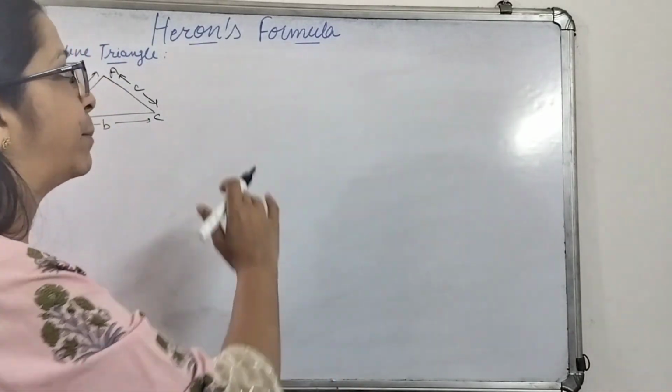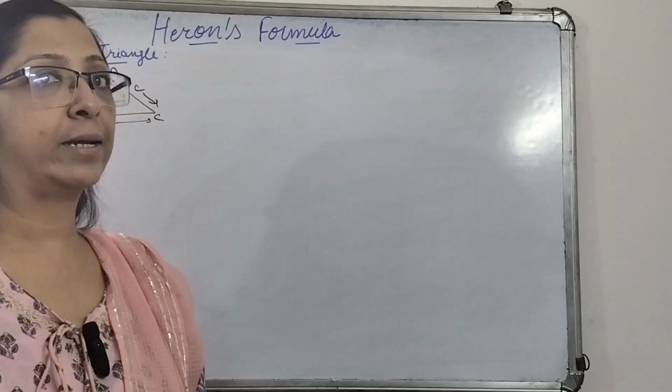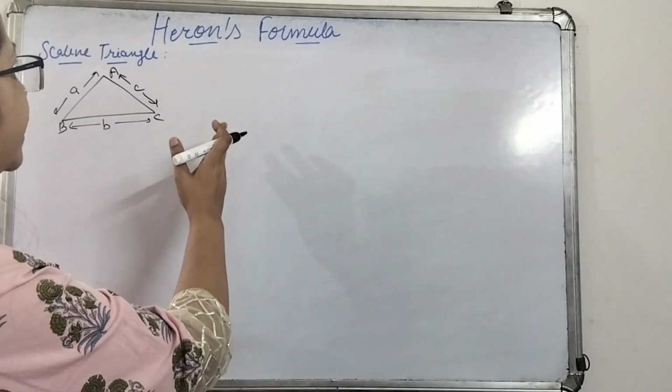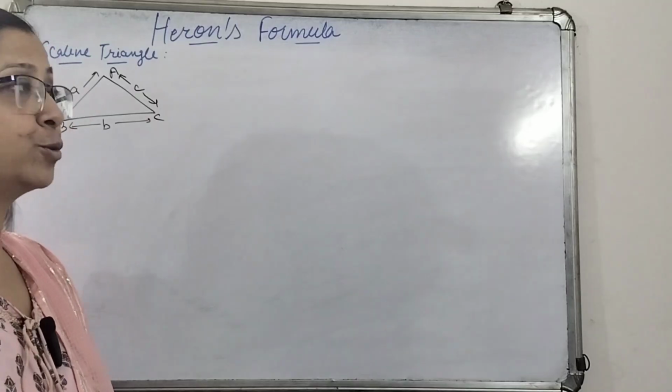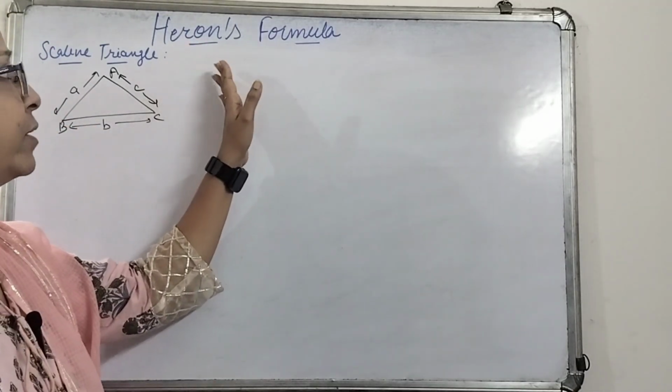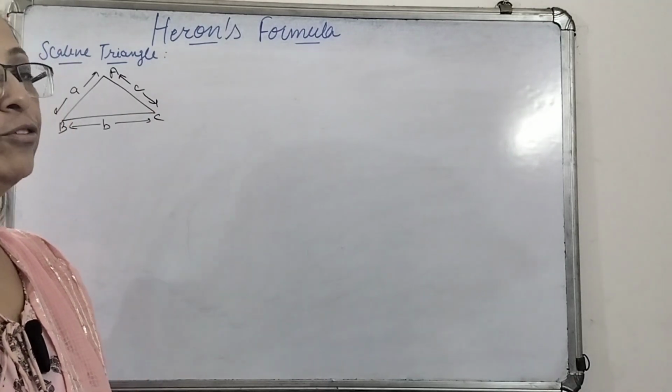This HERON'S formula is applicable for all types of triangles. That means it is applicable for an equilateral triangle also, for an isosceles triangle also, and for a scalene triangle also. Using HERON'S formula, we can find the area of any type of triangle.